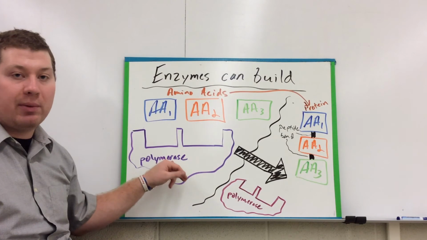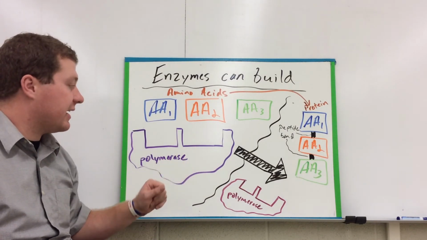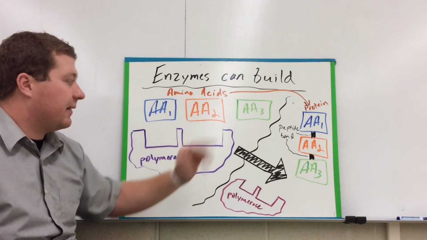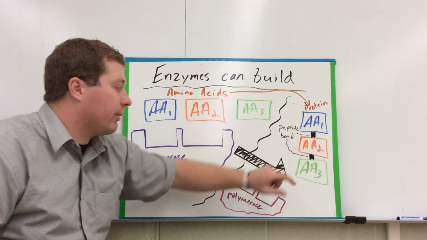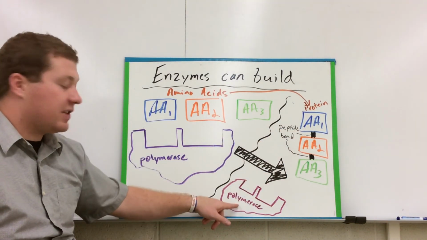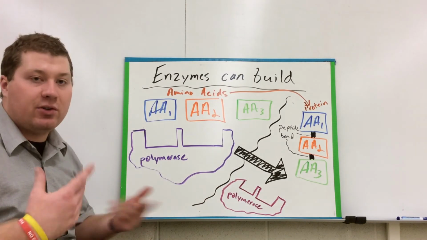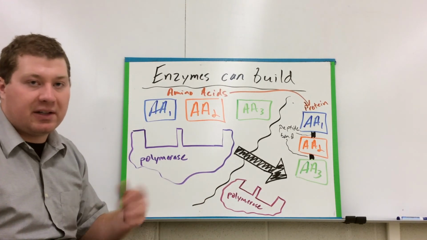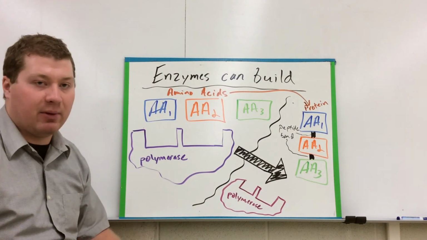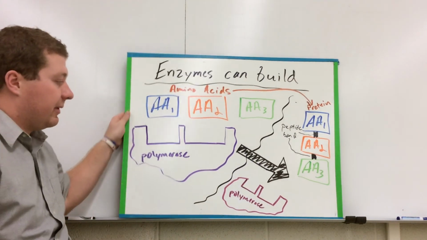Or maybe there's more than one polymerase. Usually there's many, many enzymes available. So those go along the chain, they connect the amino acids forming peptide bonds, and then the enzyme is kind of done with its job in that case. So enzymes can do a lot of different things. They can build things up, they can tear things down, and they're used in our metabolism. And they're not used up in reactions.